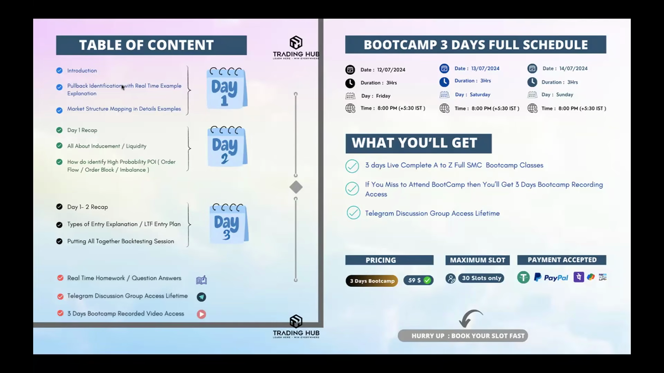Okay, everyone. So this was a complete introduction of what we are going to learn in day one, day two, and day three. Now let's start with the first topic: pullback identification, what it is and how we can identify it. This is a main part when we are marking, because identification of the pullback is the backbone of the structure, order flow, order block, POI, liquidity, everywhere.